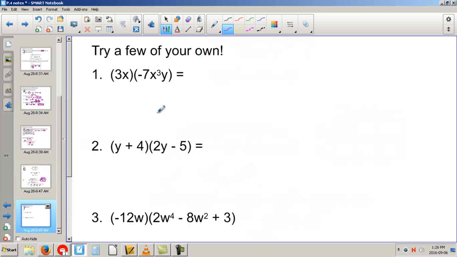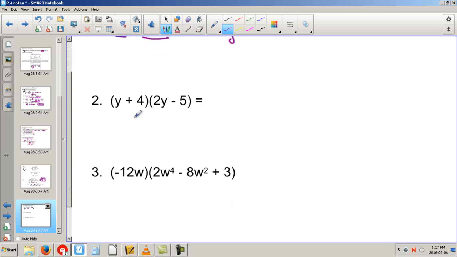Now we just want to try a couple more. We look here, we have one term, we have one term. So this is just straight multiplication. 3x times negative 7x cubed y. Let's do the 3 and the negative 7. That's negative 21. X times x cubed, that's x to the 4th. And there's a y that's just left over.